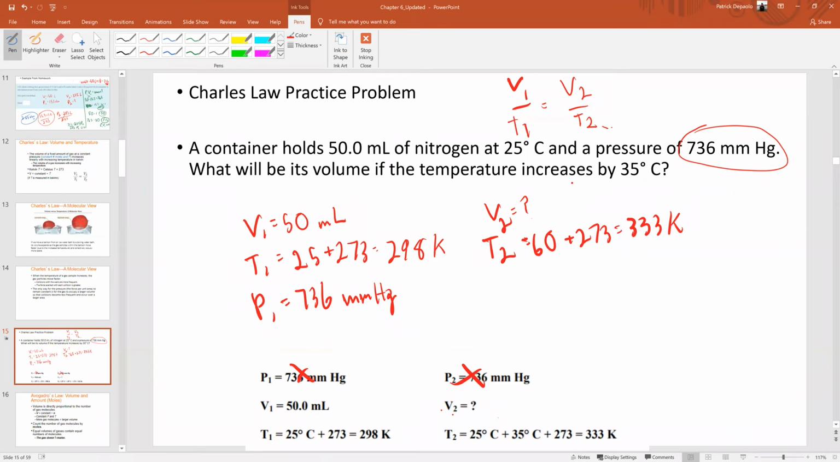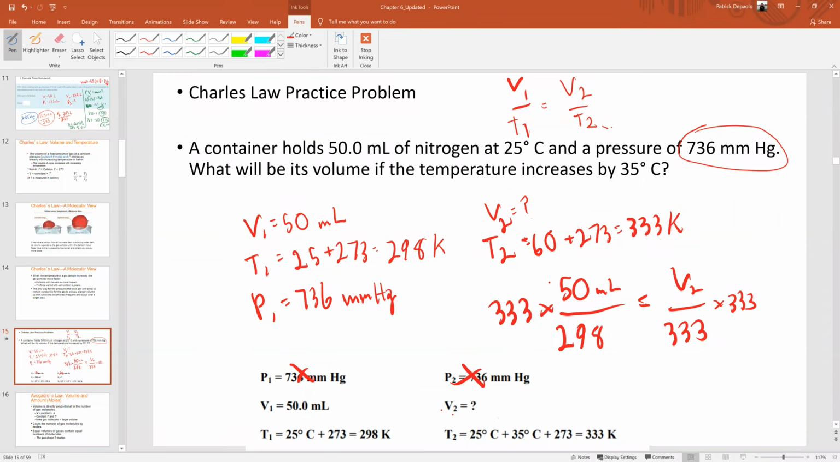Sometimes the questions might say, assume the pressure and moles are held constant. But in this case, it's telling you that in a more tricky way by saying the pressure is 736, but nothing happens to it. So we can solve, and we could do 50 milliliters over T1, which is 298, equals V2, which is unknown, over T2, which is 333. So we can multiply both sides by 333.